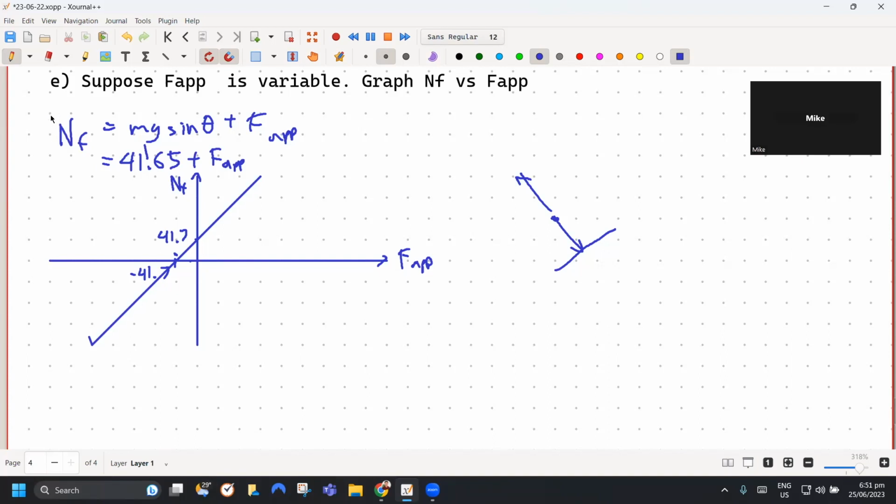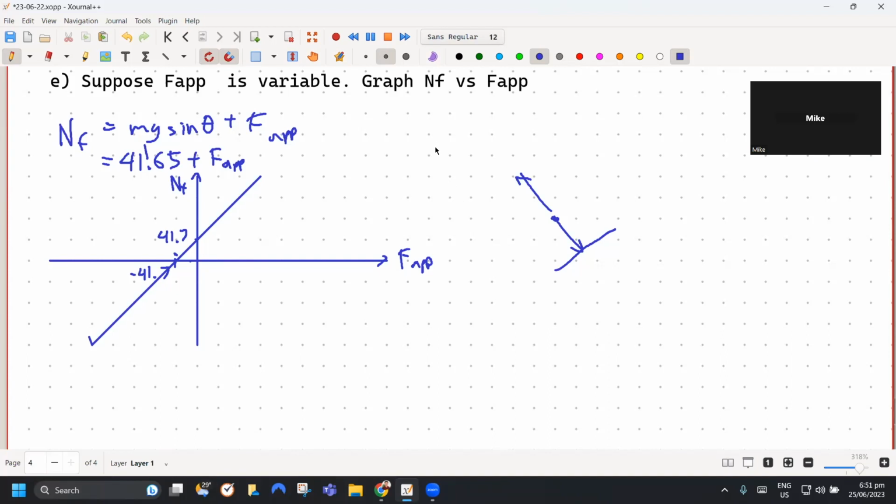Ngayon, for floors like this, realistic na assumption ba yon? No, because the floor can't pull, but the floor can push. Similar siya, in this sense, yung floor sa tension. The rope can pull, but it cannot push. The floor can push, but it cannot pull.